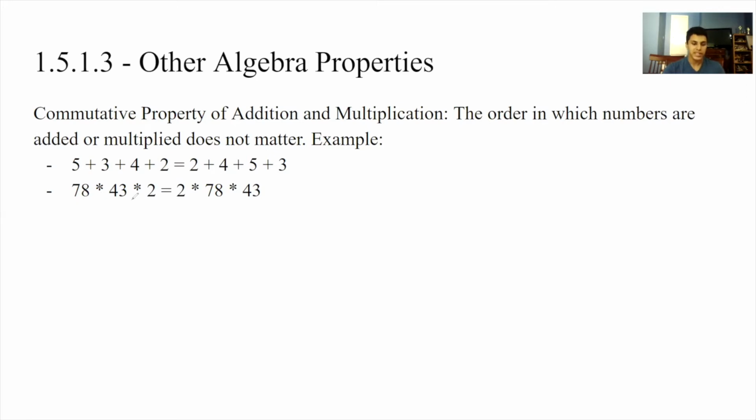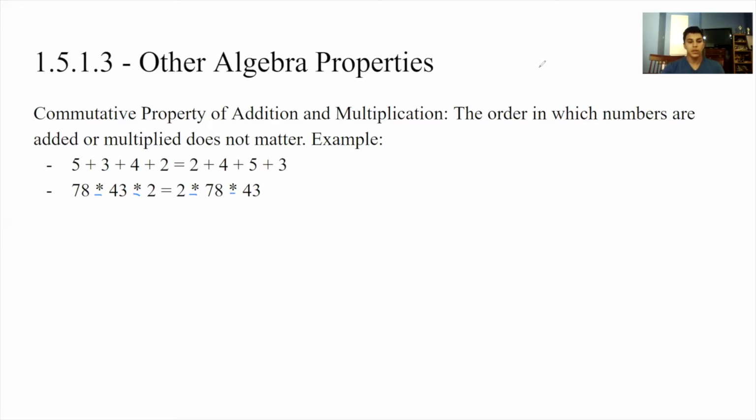And then in my second example, I have the commutative property of multiplication, which I use a little asterisk for here. This also means multiplication, if you don't recognize it, instead of an x. So I'm multiplying 78, 43, and 2. And here I have it in a different order. It's 2 times 78 times 43. Well, our commutative property says that it's going to end up as the same result. And so both sides of this equation are equal. So that's the commutative property of multiplication.